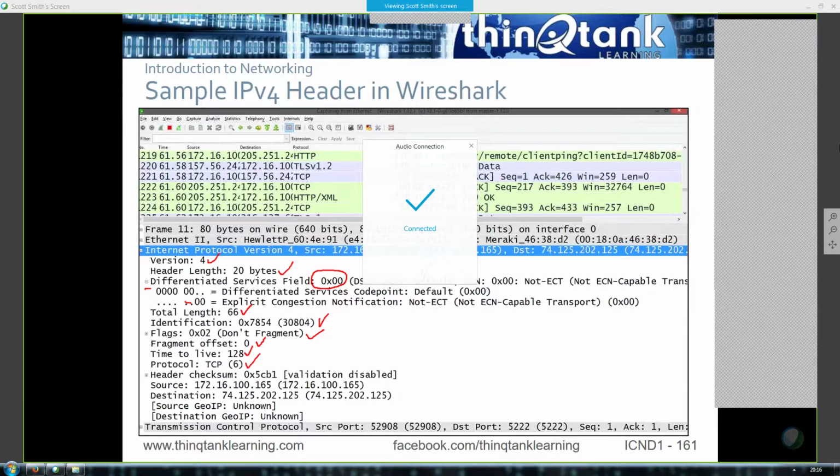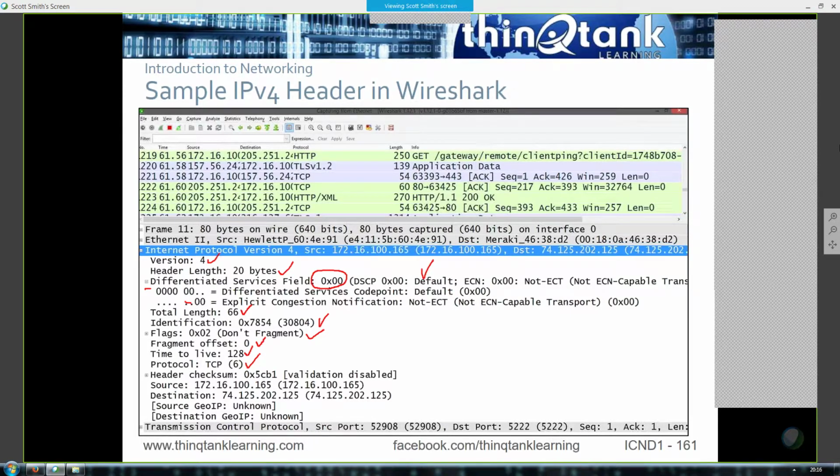Protocol ID of 89, etc. Lots and lots of different protocols have different protocol IDs.